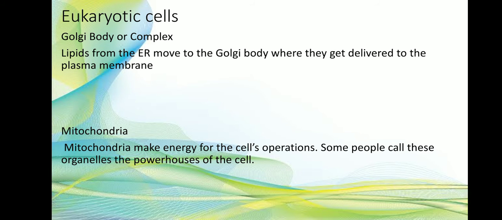Next one is the Golgi body or complex. Lipids from the ER move to the Golgi body where they get delivered to the plasma membrane. It prepares proteins and lipid, which is the fat, molecules for use in other places inside and outside the cell.